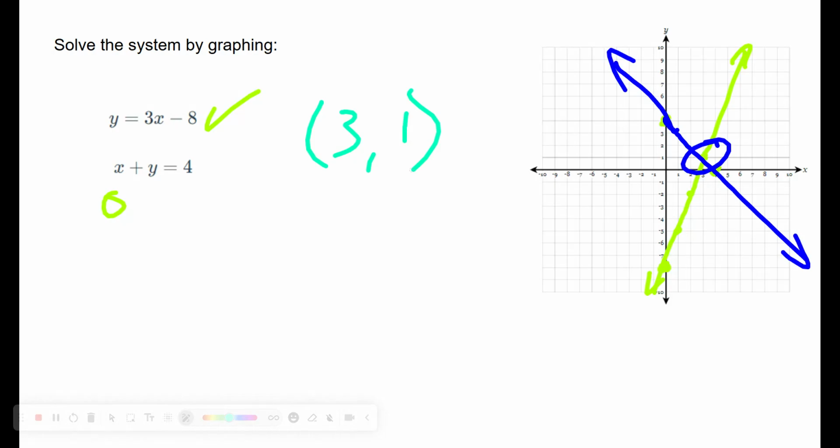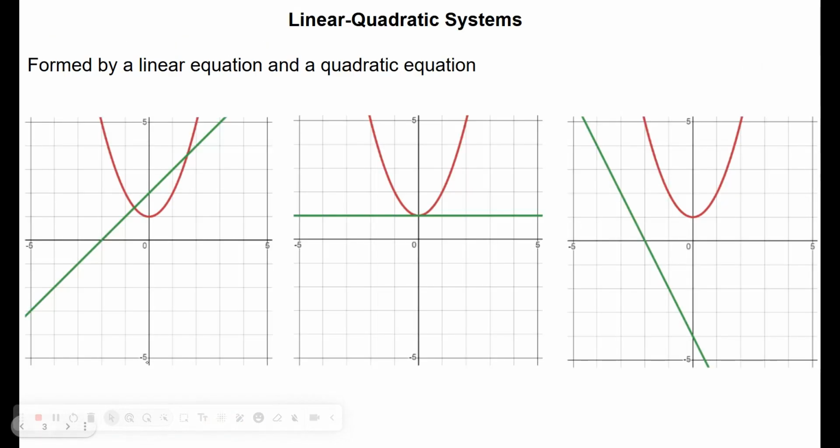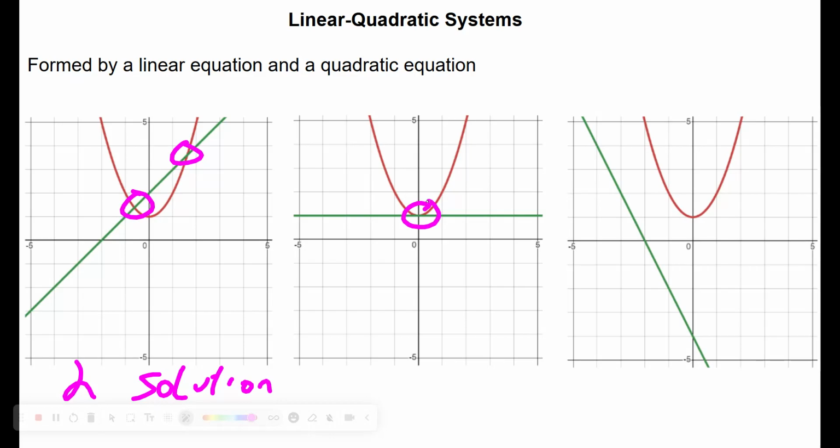But how can we do a quadratic and a system? Let's check that out. So a linear quadratic system is formed by a linear equation and a quadratic equation. And those things are going to have either two solutions here, boom, and boom. This would be a two-solution graph. Here there's one solution. So it does range. There might be 2, 1, or 0.